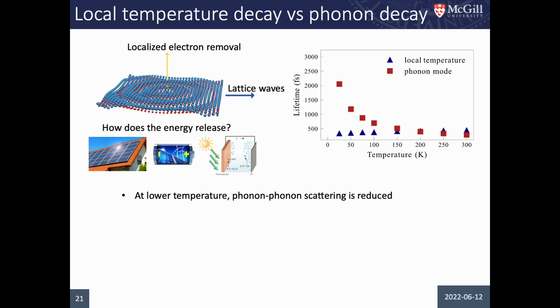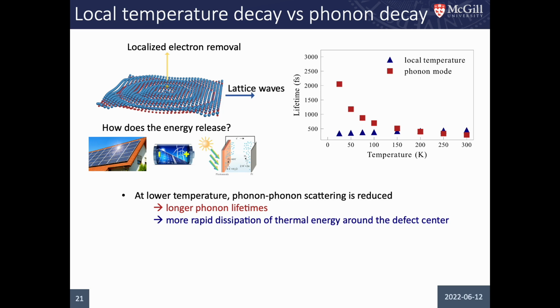At lower temperature, phonon scattering is reduced, leading to a longer phonon mean-free path, thereby longer phonon lifetimes. A longer phonon mean-free path also leads to more rapid dissipation of thermal energy around the defect center, thereby faster decay for the local temperature.